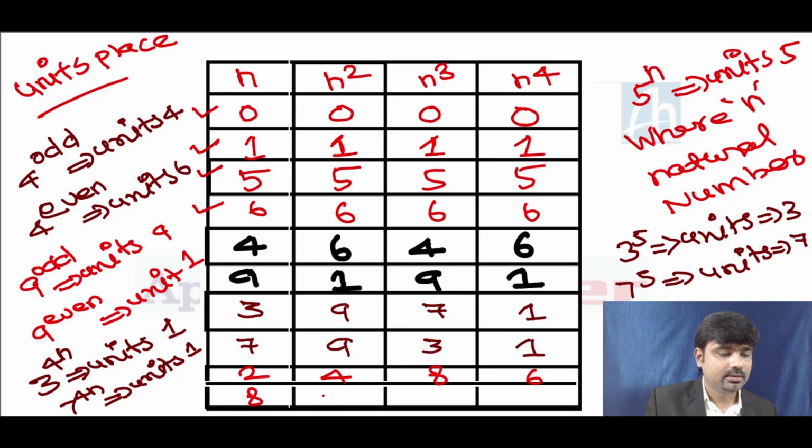8 square is 64, 8 power 3 is 512, unit space is 2. 8 power 4, the unit space will be 6. 8 power 5, the unit space is the same, 8 itself. Now I'll explain with 4, 9 and 3, 2 and 8 separately.